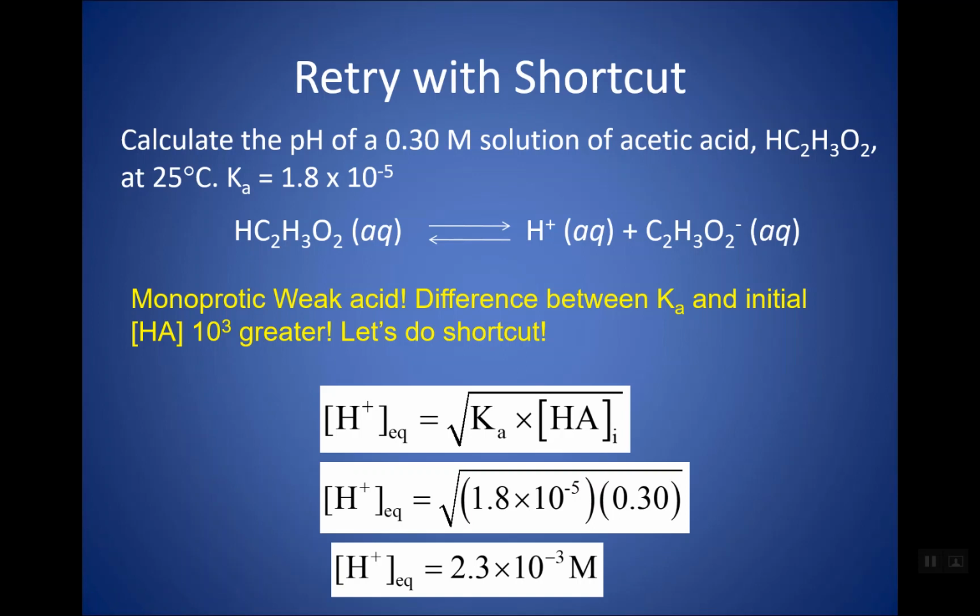So this happened much quicker, and now I just do the negative log, and I get a pH of 2.6, which is higher than the pH would be if this were a strong acid, because a strong acid would fully ionize. So take a moment, do some more problems, and see how you feel with this. You can also use a shortcut like this for bases, and we'll see that in another video.